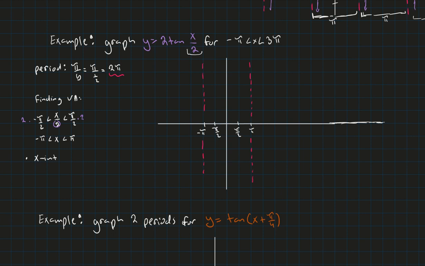So x-intercept. Well, we know the x-intercept is just halfway. X-intercept is halfway between vertical asymptotes. So we know our x-intercept is right over here. This is the halfway point. And then our y-coordinates.